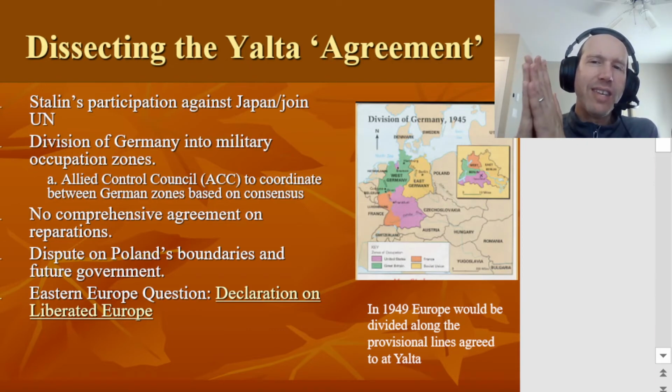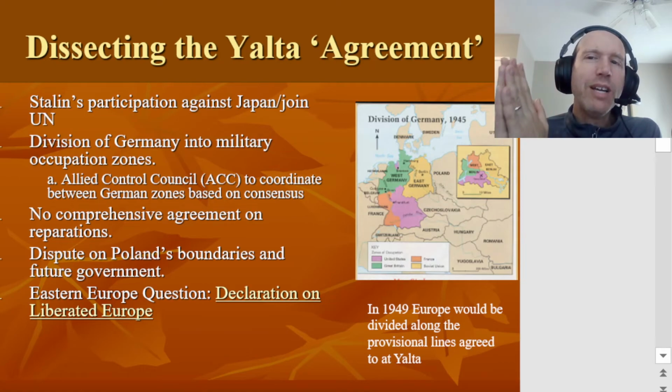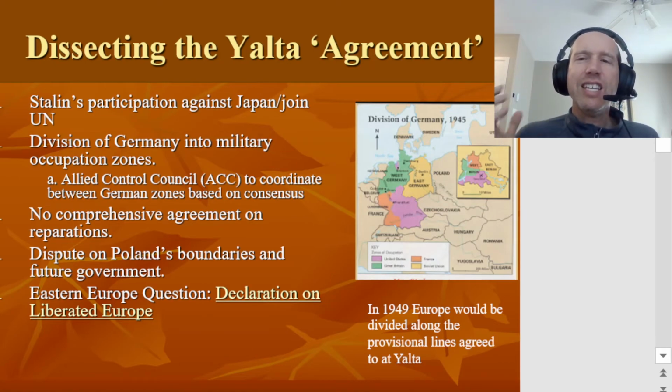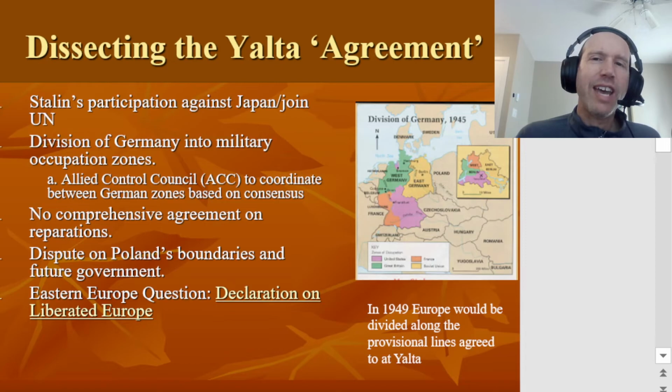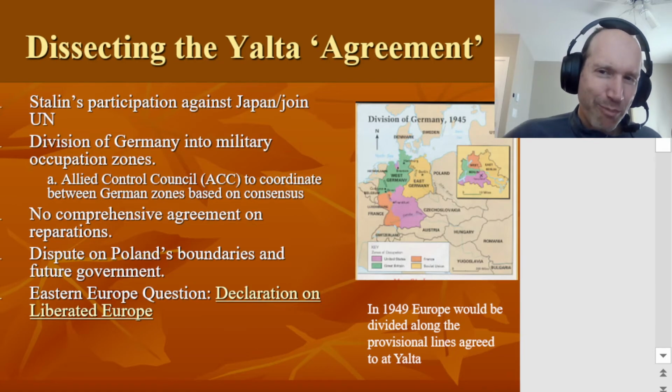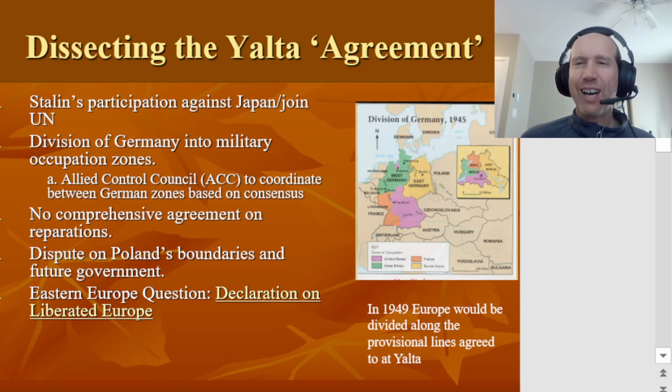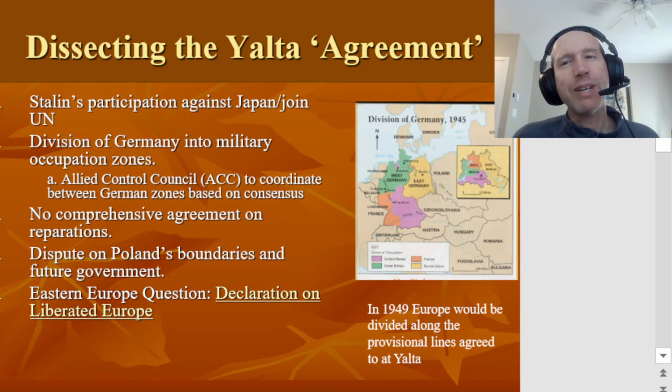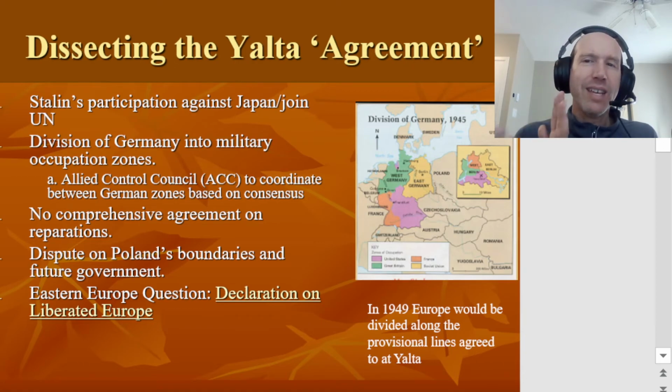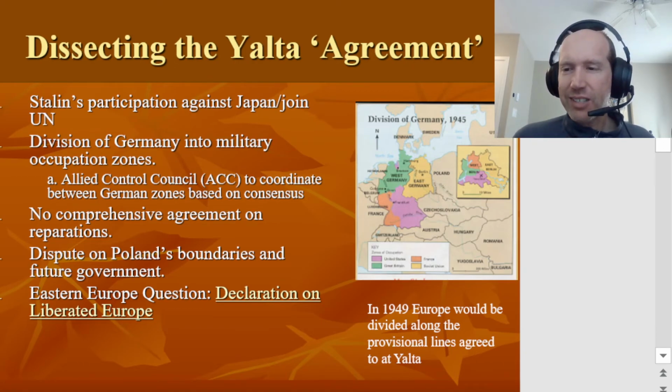When it came to the actual agreement to hold free elections, he didn't budge and he refused, only agreeing that the governments of Eastern Europe would be anti-fascist and Moscow friendly, which was ultimately code words for saying, essentially, Soviet satellites.